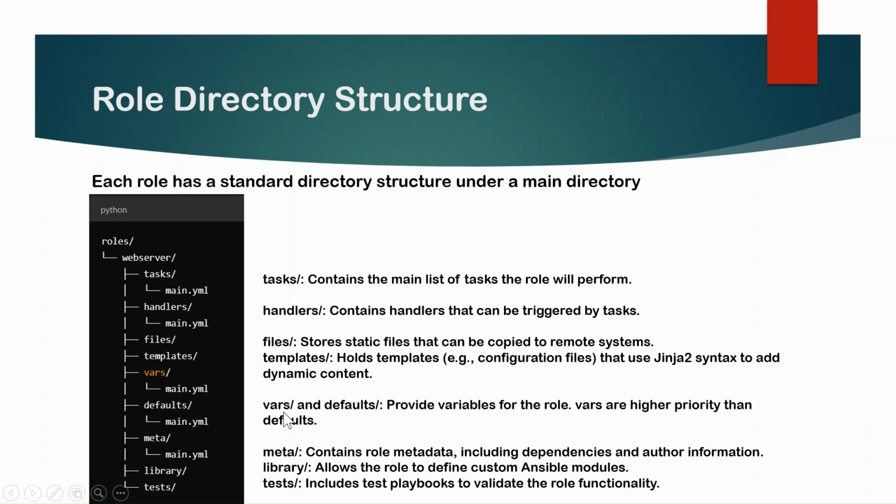Let's see variables and defaults. So it provides variables for the roles, which are higher priority than the defaults. Metadata. So it contains a role metadata. So it includes the dependencies and author information. Libraries. So library allows the role to define custom Ansible modules, and the tests includes the test playbooks to validate the role functionalities. So this is the directory structure of the roles.